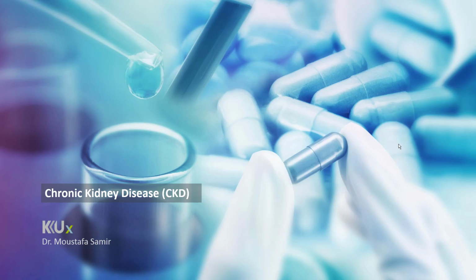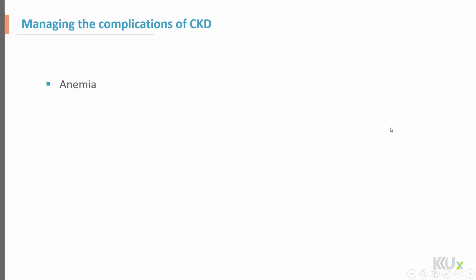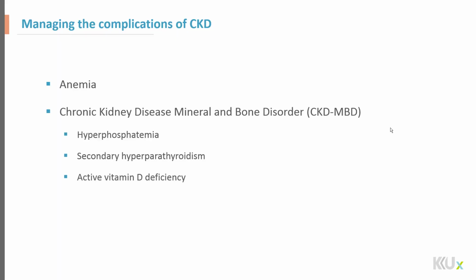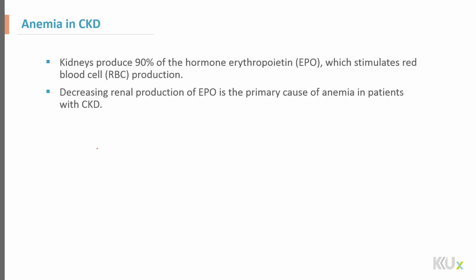Now we will talk about how to manage the complications of chronic kidney disease. Complications like anemia and the mineral and bone disorders, which include hyperphosphatemia, secondary hyperparathyroidism, and active vitamin D deficiency. We will start with how to manage anemia in chronic kidney disease.